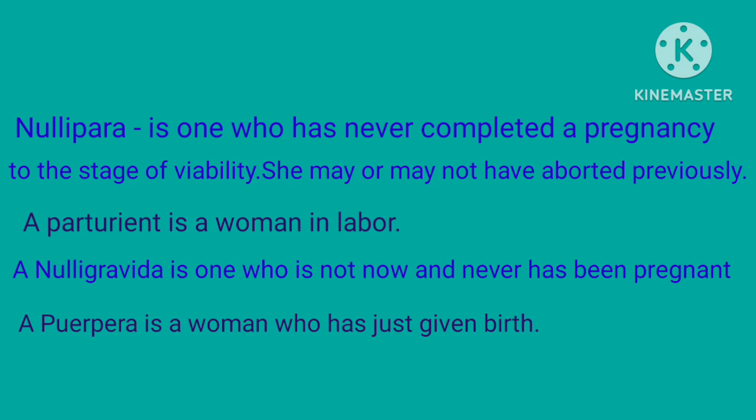And nulligravida is one who is not now and never has been pregnant. The woman who has never been pregnant, that is known as nulligravida. And a puerpera is a woman who has just given birth. The woman who has given childbirth just now, that is known as puerpera.